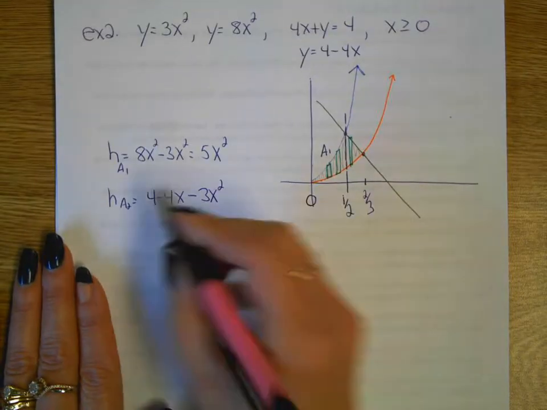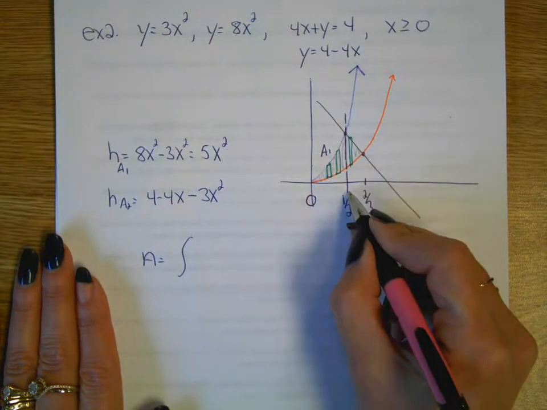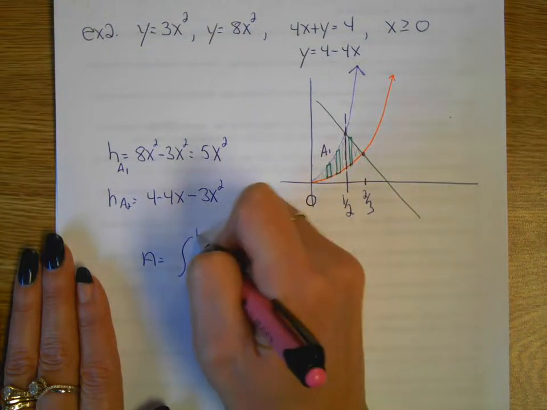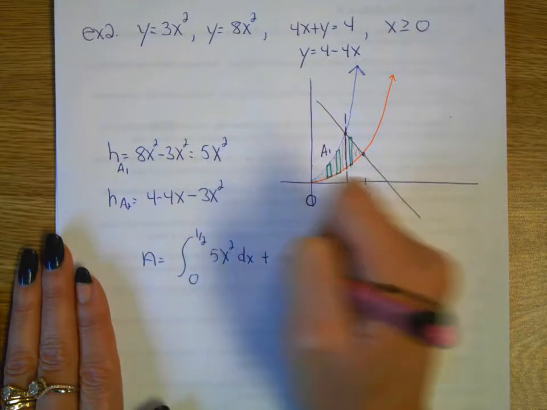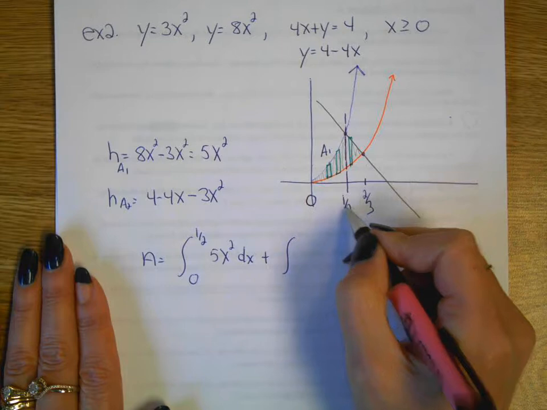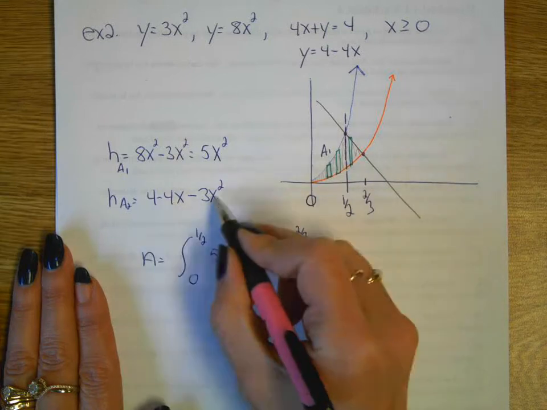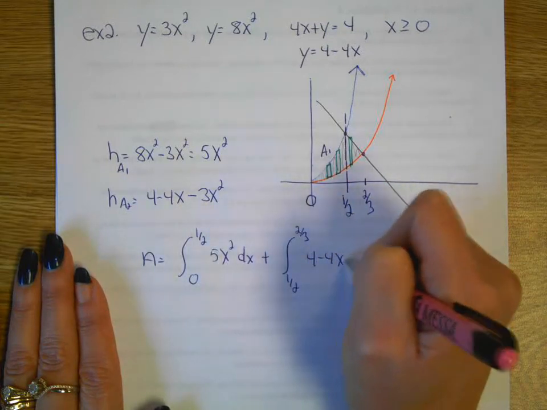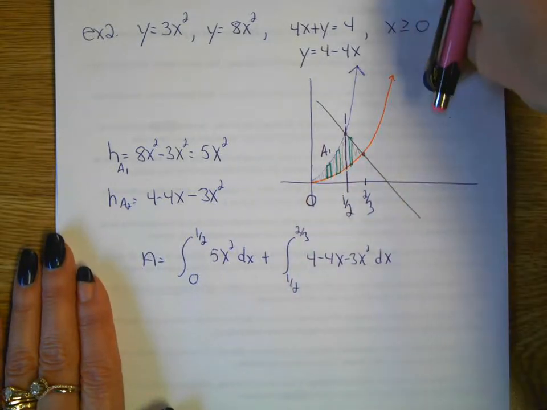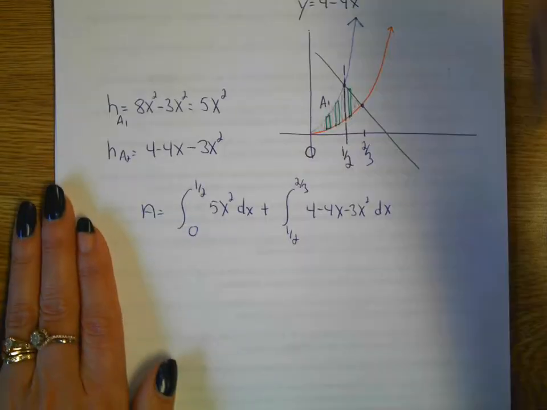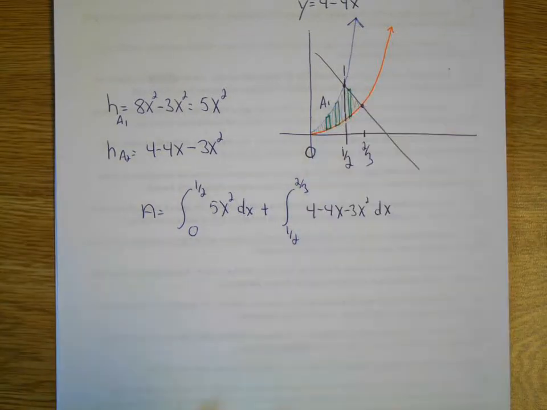So now, to get my total area, I have to do it as two separate integrals. The first area goes from 0 to 1/2 of the 5x squared. And then the second area is going from 1/2 to the 2/3, and it's this height here. So again, it's just a 2-in-1 problem, and you have to pick up on the fact that as you draw rectangles through the whole shaded region, the equations switch at that intersection there.